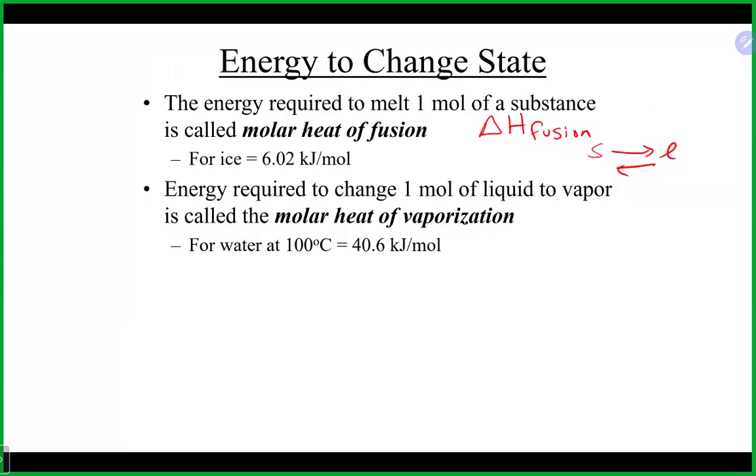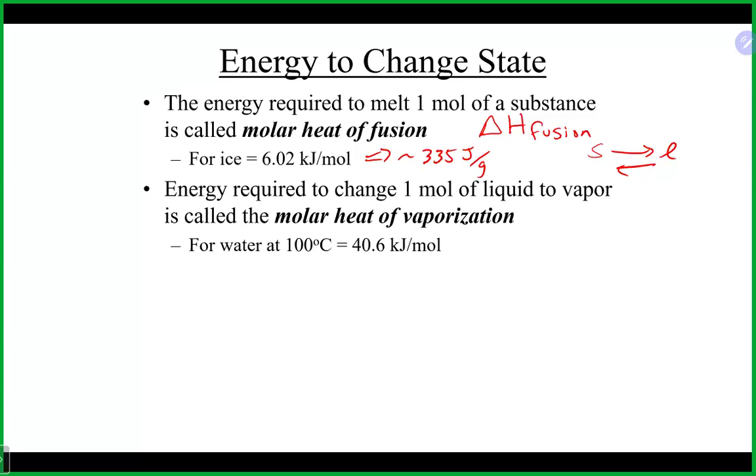Now for water, the delta H of fusion is 6 kilojoules per mole. That is roughly 335 joules per gram, and that is specific for water. If you were talking about some other substance, it would have a different heat of fusion. It would also have a different melting point or freezing point temperature. It may not be 0. So 0 is specific for water, and so is this number.